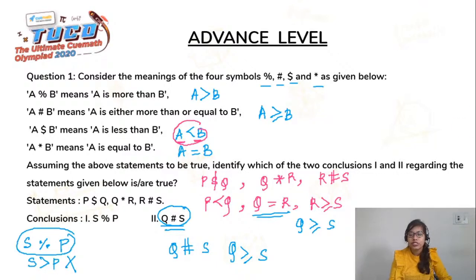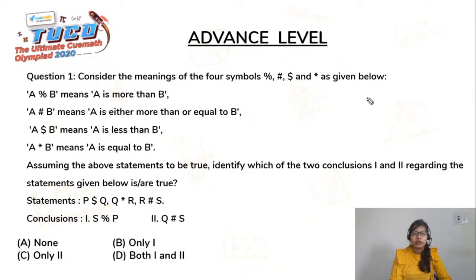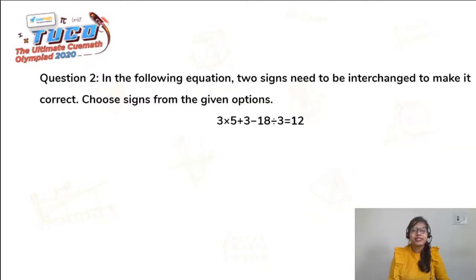According to this, let me just put down the options here. Only the second option is following the right order. Okay. I hope that was clear enough to all of you. Here goes our second question. In the following equation, 2 signs need to be interchanged to make it correct. Choose the signs from the given options. Okay.